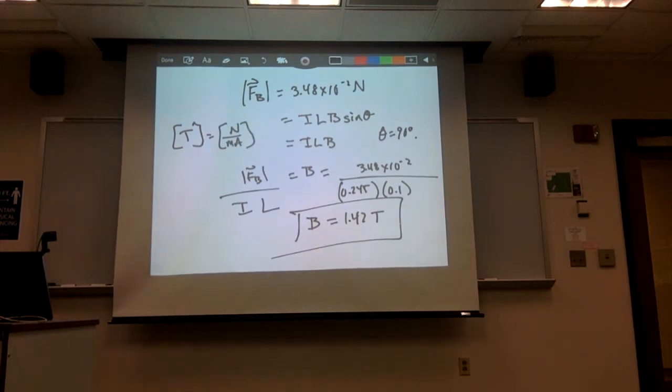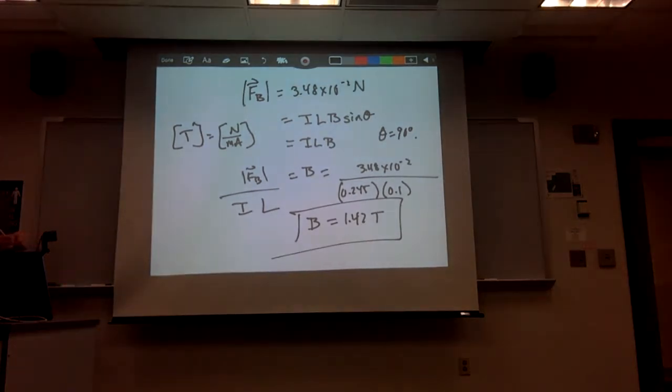What is a Tesla like? How strong is that? Oh, that's a good question. Let me try to put it into context here. A Tesla is 10 to the 4 times the size of a Gauss, because a Gauss is 10 to the minus 4 Tesla. So your typical bar magnet that you put on your refrigerator, for example, is about 100 Gauss. Well, that'll put it into context.